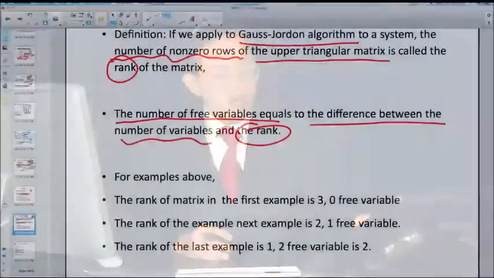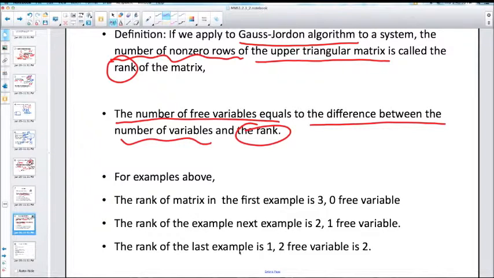In the first example, you have a unique solution. You have no free variable. In the second example, you have 1 free variable. That's why your solution is on the straight line, because your rank equals 2. The third example, you really only got 1 equation. The rank equals 1. The freedom is 2. And then you get a solution in a whole plane. A plane is a 2D manifold.